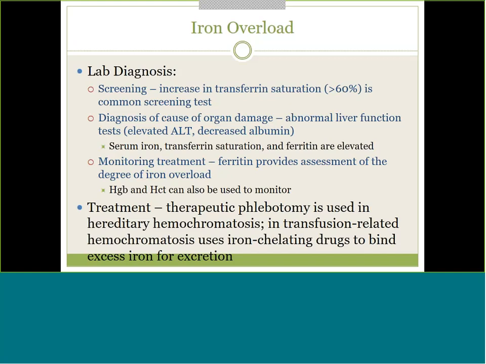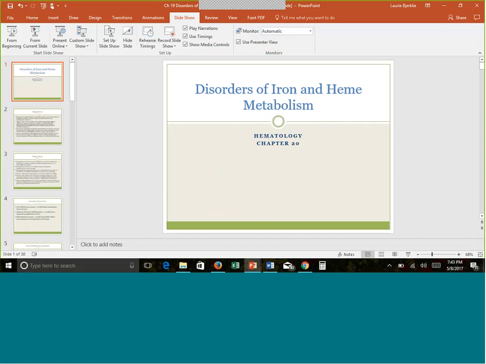You take out a unit of blood, you're just throwing it away, and that way, by them coming in on that schedule and getting a unit of blood taken out every time, you're lessening how much iron is in them. And you're monitoring their hemoglobin and hematocrit to make sure it's going down the way it should. You could use some iron-binding drugs as well for excretion. That's another option. The key is just to get that iron out.